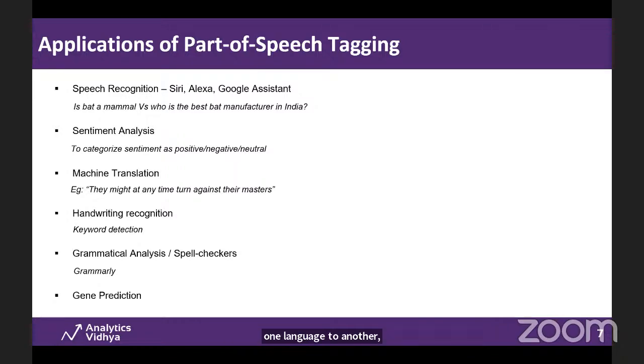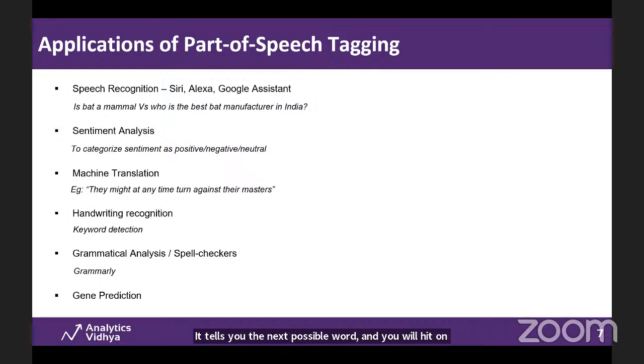And similar to machine translation, it finds its application in handwriting recognition as well, which is useful in case of keyword detection in a document. Coming to the grammatical analysis part, I'm sure all of us have come across this application called Grammarly, which goes one level beyond doing the spell check. It also tells you the next possible word. I'm sure all of us have come across this situation when you write emails, it tells you the next possible word and you hit tab and it completes the sentence.